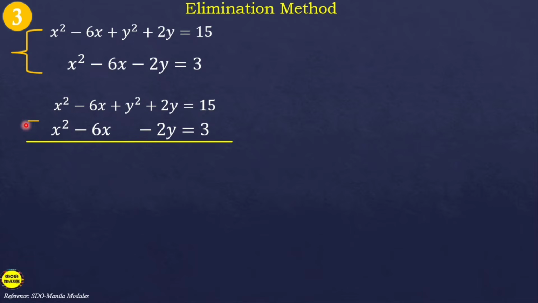So, magma-minus tayo. So, x squared minus x squared, makakancel na yan. Ganun din yung negative 6x minus negative 6x. So, makakancel na rin. 0 na lang. So, may iwan na lang dito, y squared. So, bakit naging positive 4y? Kasi meron tayong minus dito, di ba? Negative times negative. So, magiging positive na yon. Okay, so kaya 2y plus 2y, kaya positive 4y. 15 minus 3, that is 12.